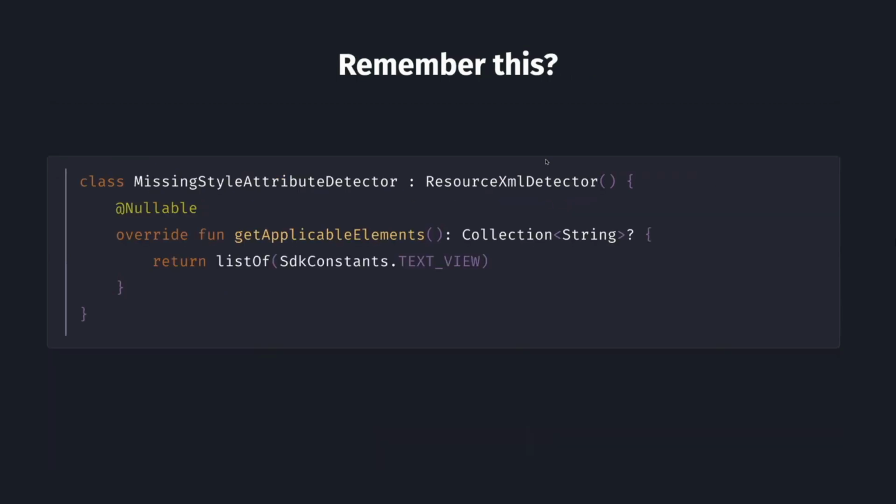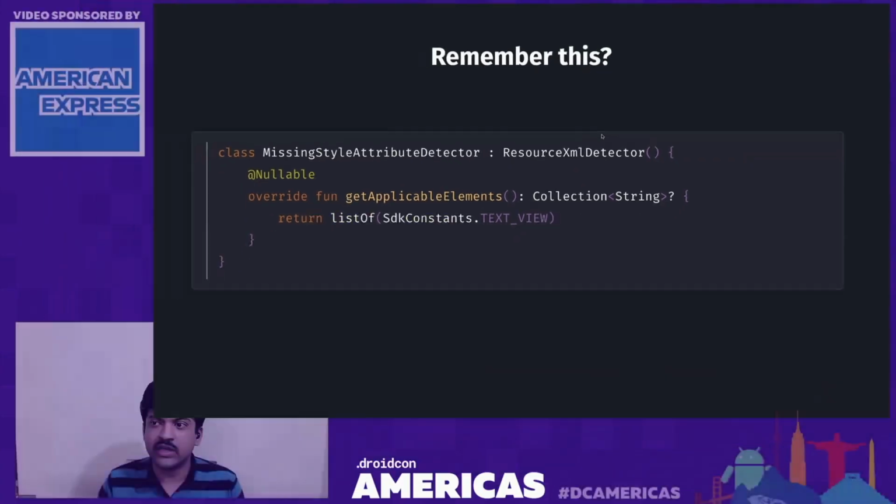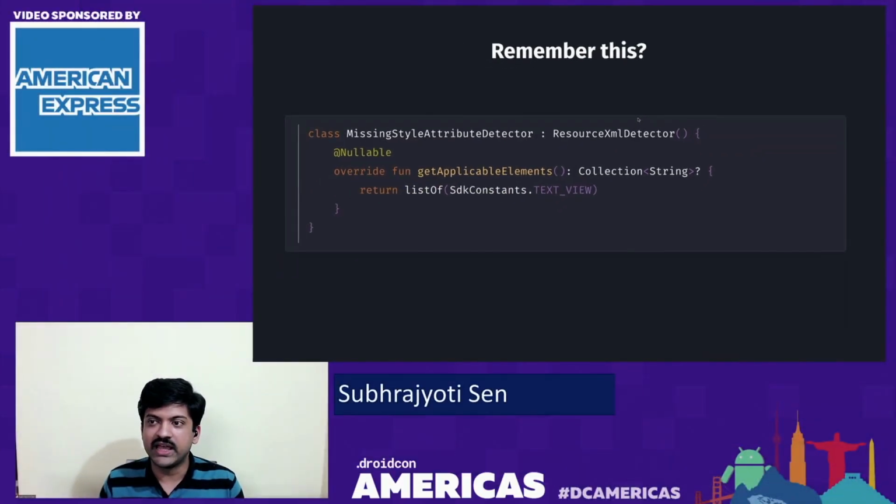Now, let's come back to the override method get applicable element name. Now, this is particularly very important because it tells your lint rule what exactly it should be applied on. If it didn't do this, lint would go through every tag that you have mentioned in all of your layout directories, and it would start applying this rule to it.